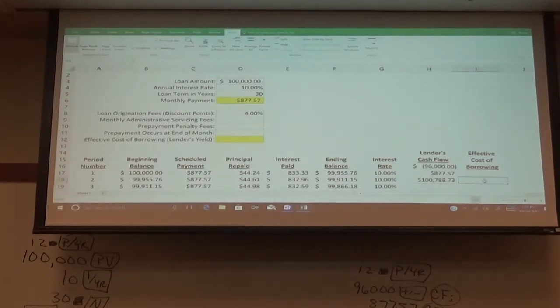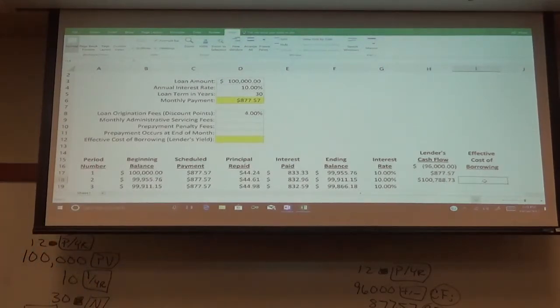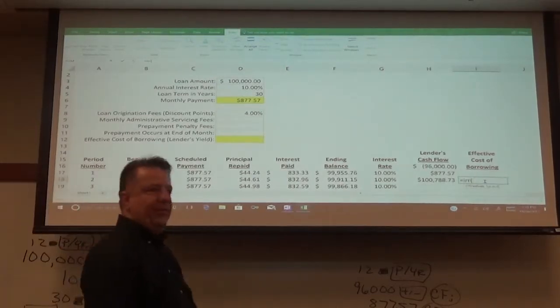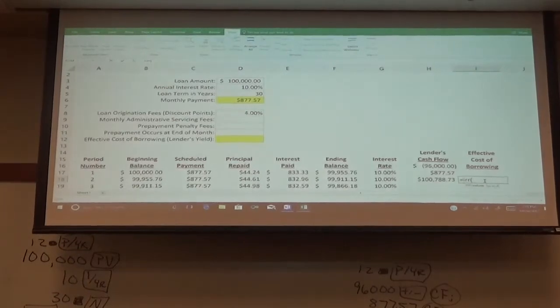Okay. So we go over here now to this effective cost of borrowing column. And what we're going to do is replicate the logic that we just used here. Okay? And we're going to use the internal rate of return function. So we're going to do equal IRR, open parentheses, okay? And then it asks you for the values. So what I'm going to do, we're going to select those 3 values, comma, and then the guess, I'm just going to make it 0.01. And then I'm going to close the parentheses.